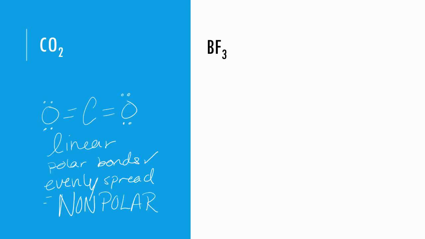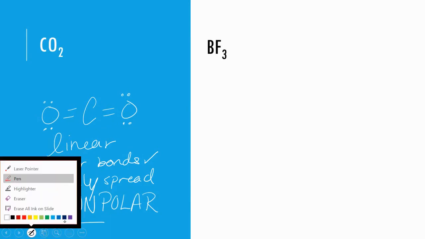Okay, carbon dioxide, linear, no lone pairs on that central atom to push those oxygens around. They get to spread out perfectly evenly. This does have polar bonds, but since those polar bonds are evenly spread in 3 dimensions around the carbon, we say that that is a nonpolar molecule.